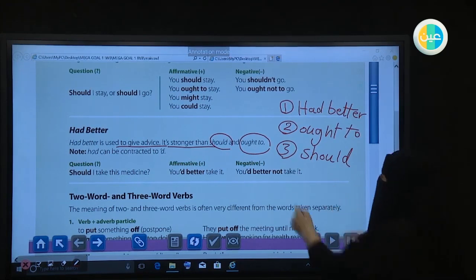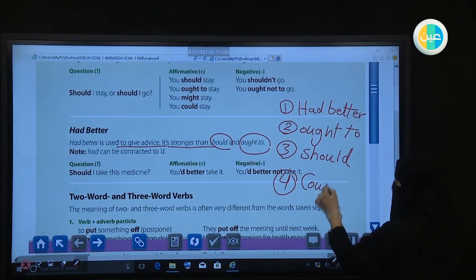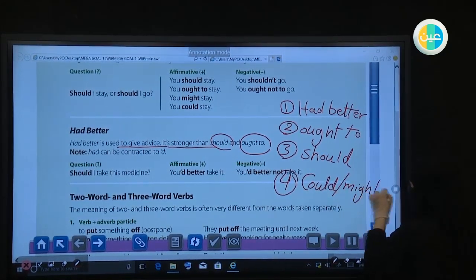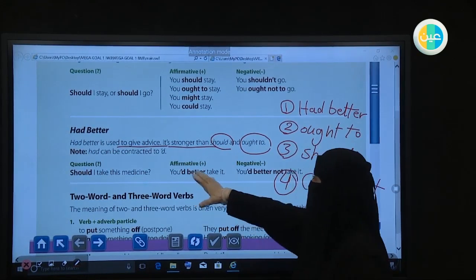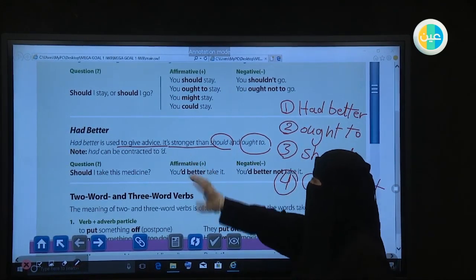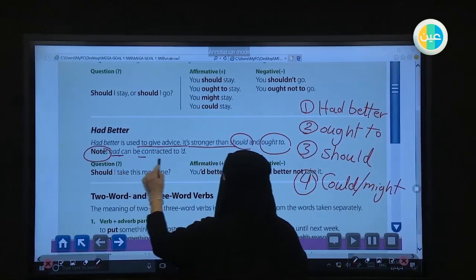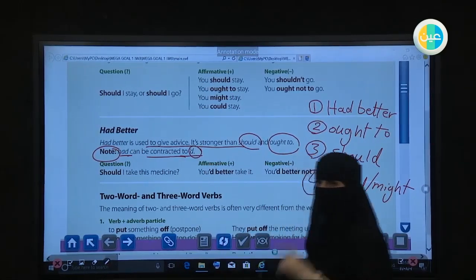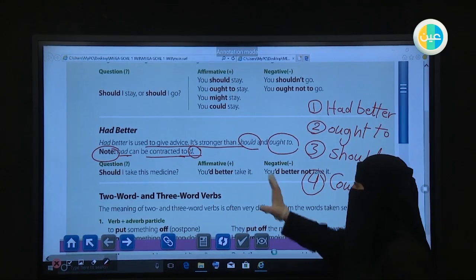Okay? And number four, together we can write could and might, because they are both on the same level. Okay? They told us that we have a note under that one, had better. They told us that had can be contracted to 'd, with an apostrophe. So the short form of had is 'd.